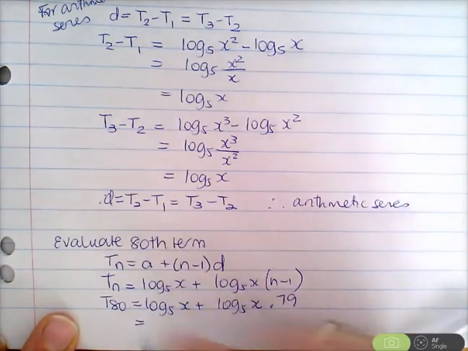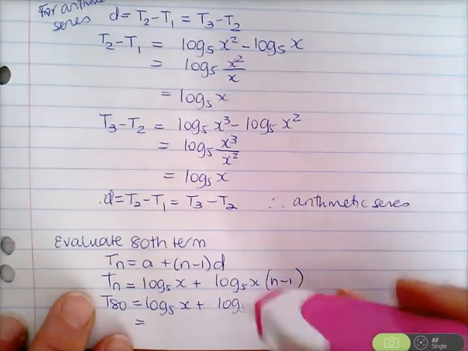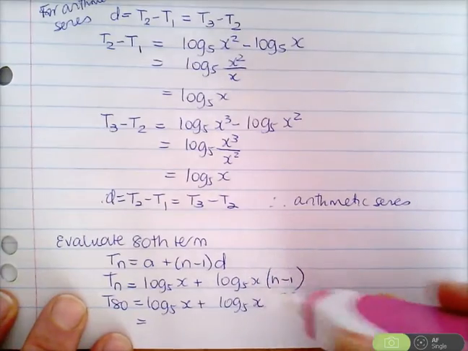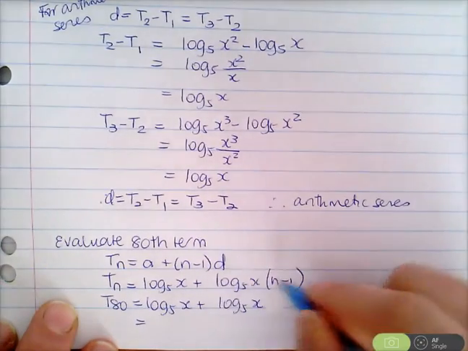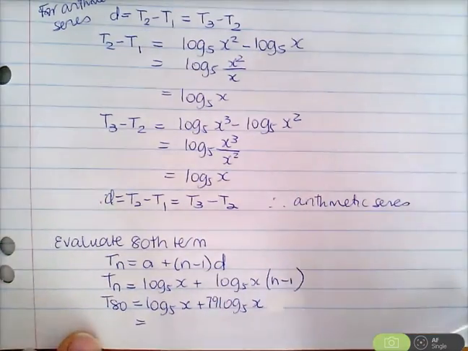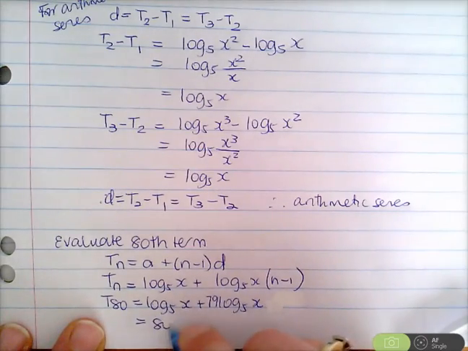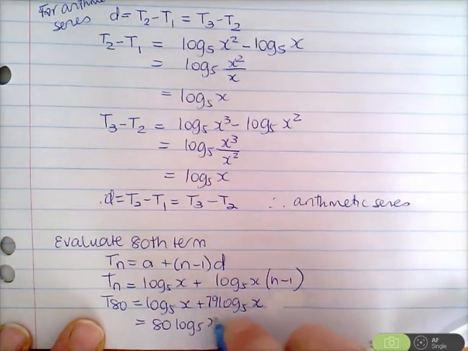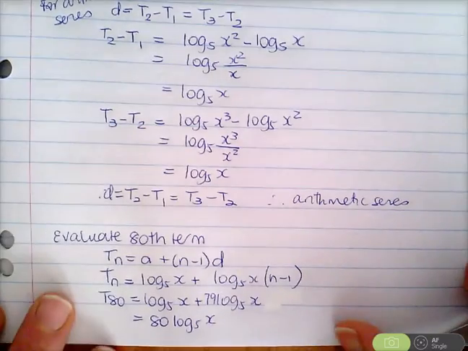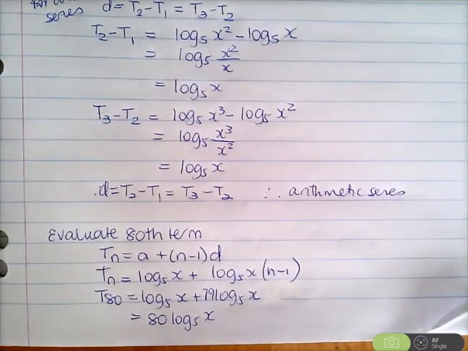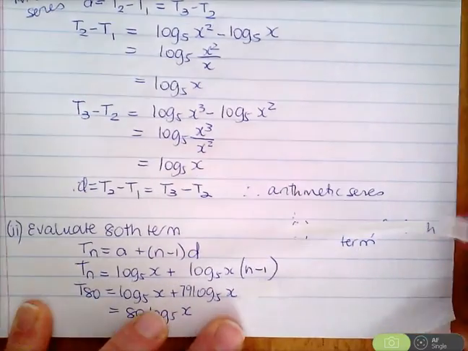So these are like terms. So I'm going to put that 79 in front, because it's log to the base 5 of x times 80 minus 1, which is 79. So it's log to the base 5 of x plus 79 log to the base 5 of x. These are like terms. So that's 80 log to the base 5 of x. Okay? All right. Actually, I might do that over the page.